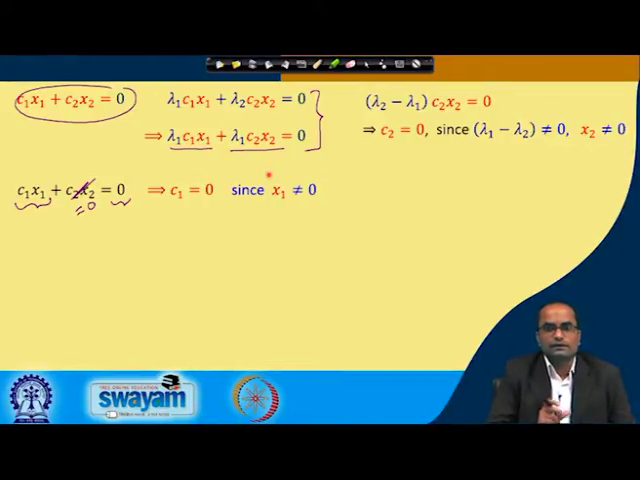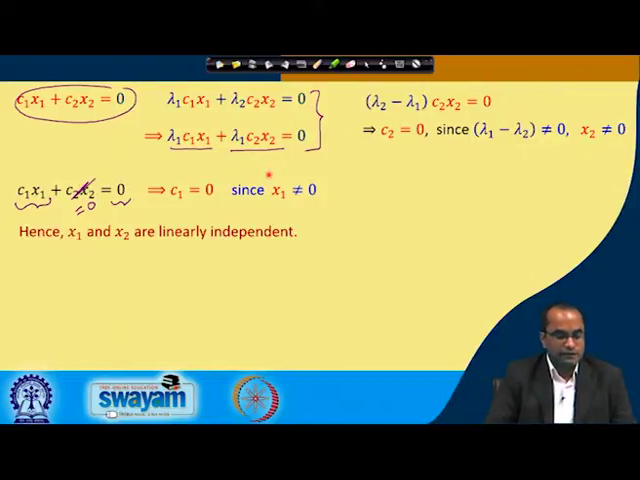That was the aim: to show that the linear combination C 1 x 1 plus C 2 x 2 equal to 0 is possible only when C 1 is 0 and C 2 is 0, meaning that these eigenvectors are linearly independent. So, the eigenvectors x 1 and x 2 both are linearly independent.